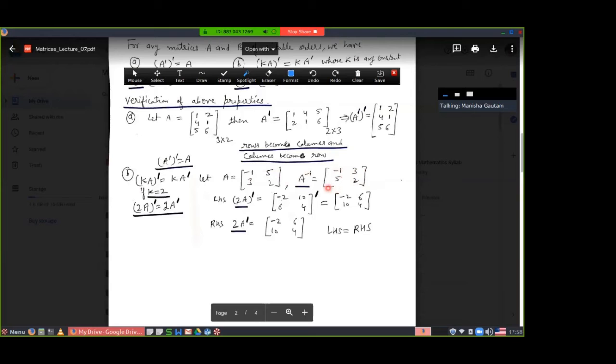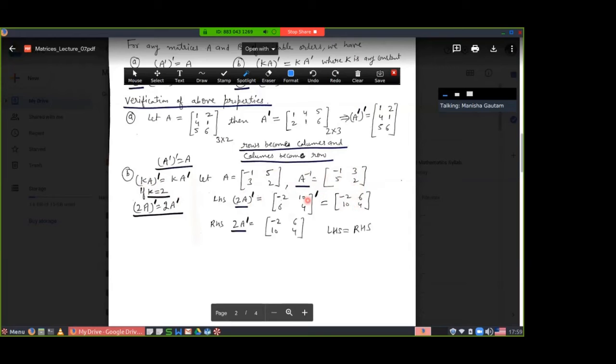Now, left hand side of the property is kA whole transpose. Here I am taking k equal to 2. It means I am multiplying the matrix by 2. When I multiply by 2, we are getting minus 2, 2 3s are 6, 2 5s are 10, 2 2s are 4.